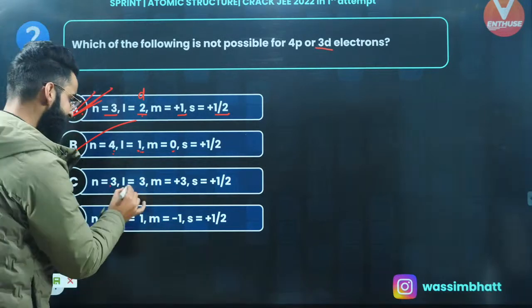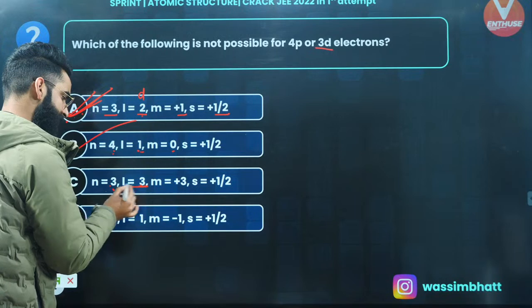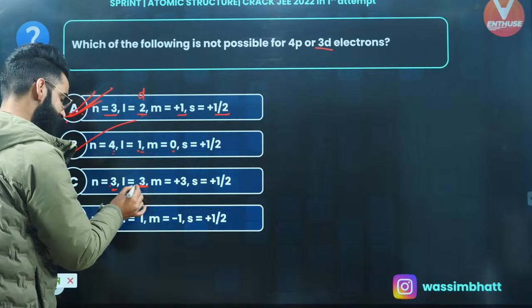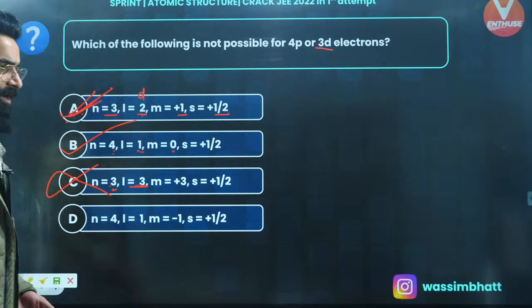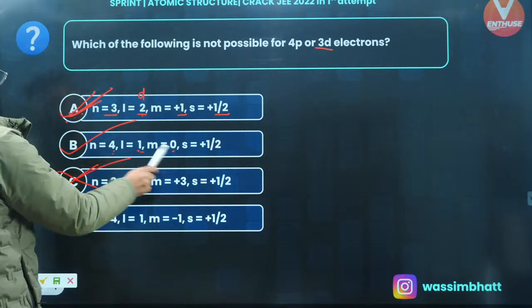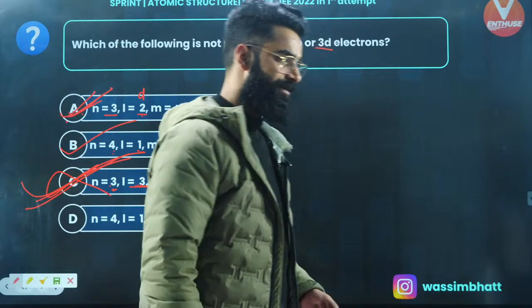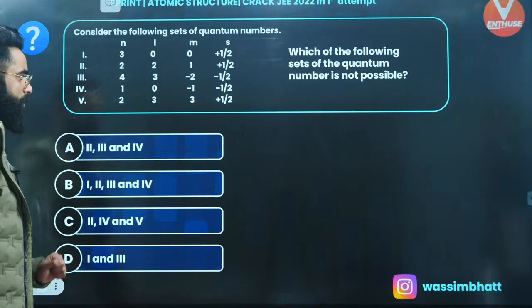3 and 3, can L value be equal to n? L value cannot be equal to n. L value is always less than n, right? Because L is equal to 0 to n minus 1. Perfect. So this one is not representing either 3d or 4p. So option C is the one which is going to be the answer of this particular question. I'm sure this is again killed by all of you. Let me move on to one more question, guys.